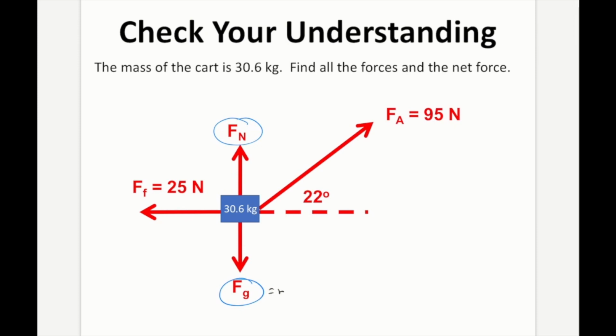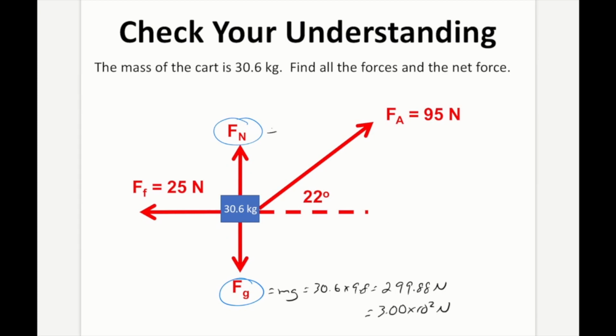Fg is going to equal mass times gravity, which is going to equal 30.6 times 9.8, which equals 299.88 newtons. We need to have 3 sig digs in our answer, so our final answer is going to be 3.00 times 10 to the 2 newtons.